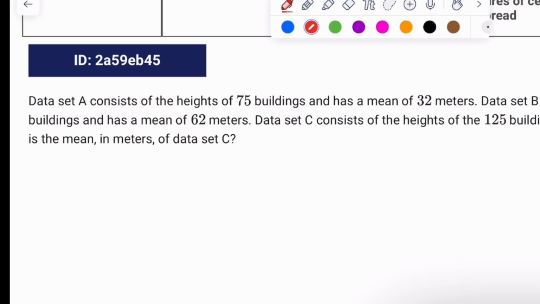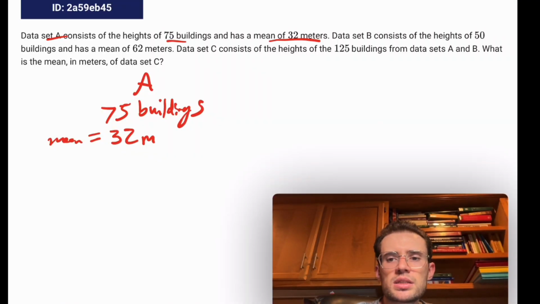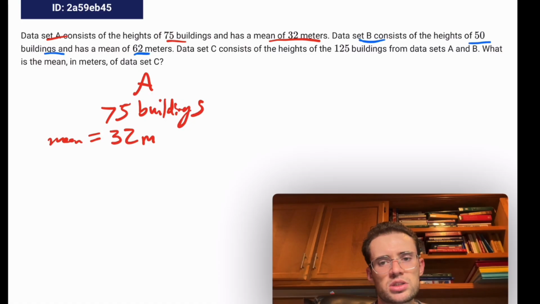Dataset A consists of the heights of 75 buildings. So this is A, 75 buildings, and has a mean of 32 meters. So A, 75 buildings, the heights on average are 32 meters. Dataset B consists of the heights of 50 buildings and has a mean of 62 meters.